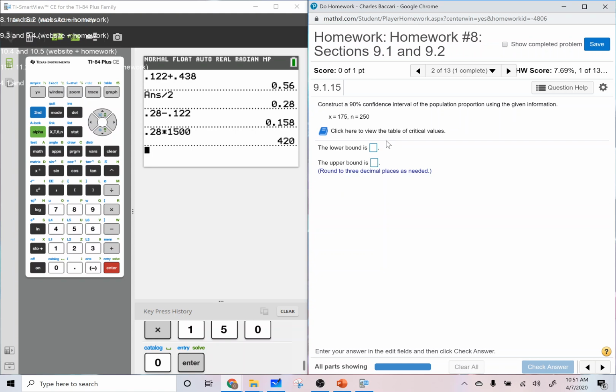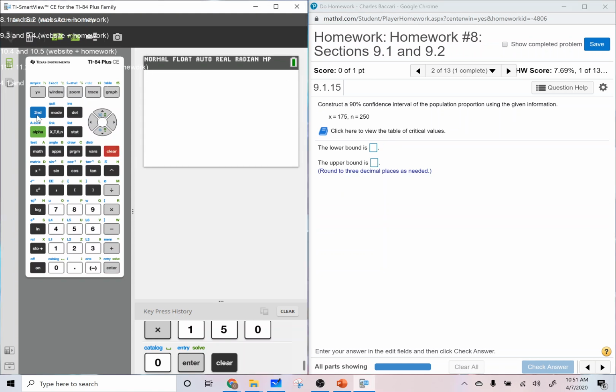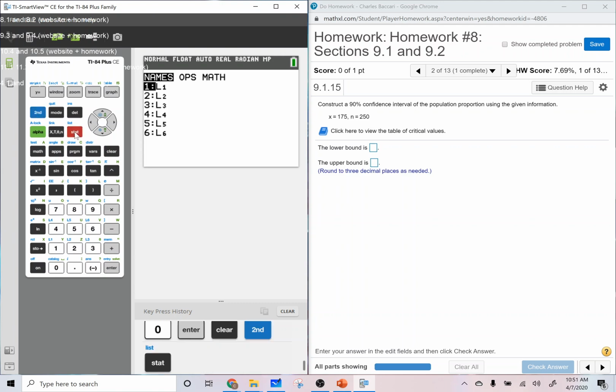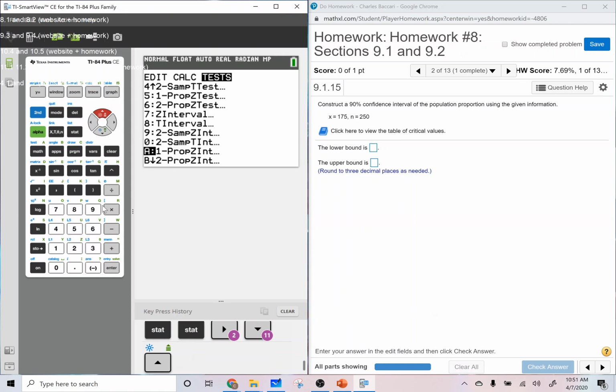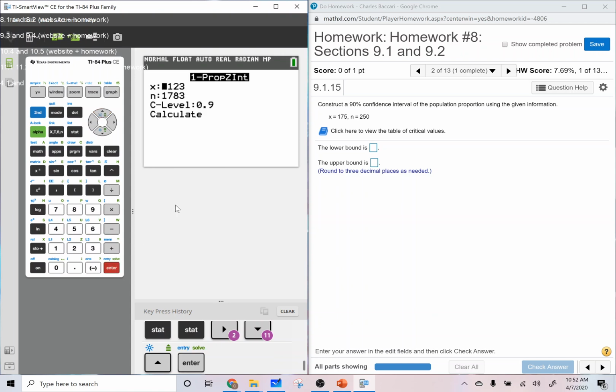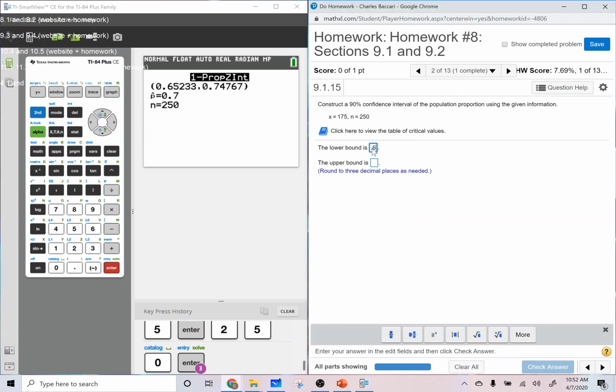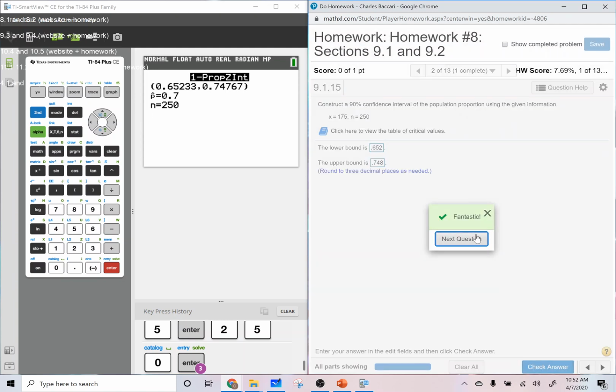Now, if you want to do the confidence interval, we can use the int trick that I showed you in the last video. We go stat, we go tests, we go one prop z int. X here is 175, n is 250, confidence level 0.90. We go again. Round to 3 decimal places. They want 0.652 and 0.748. That quick.